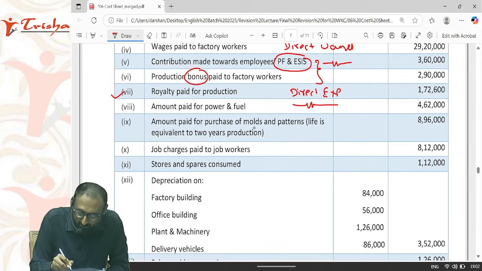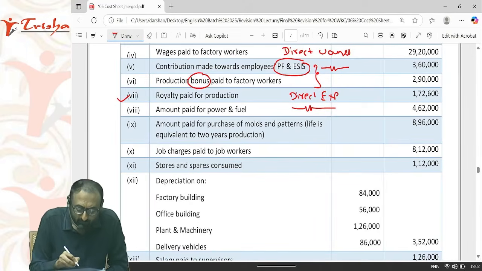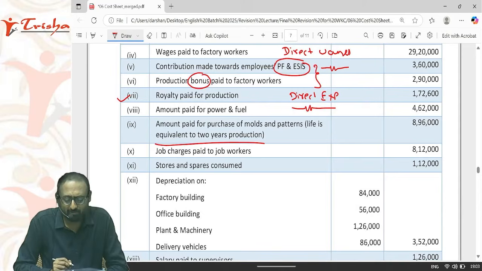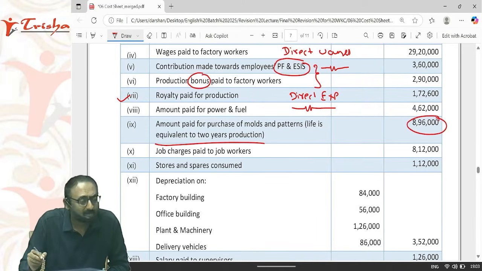Amount paid for purchase of mold pattern. Wait, life is 2 years. 8,96,000, life is 2 years.